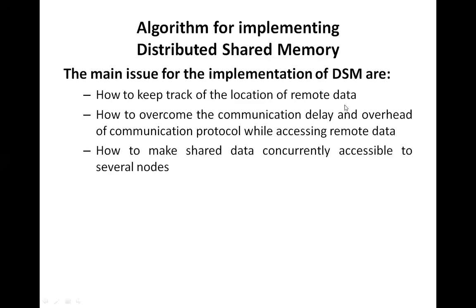If the process is not able to know where the data is located, because there is no mechanism by which it can get that information, that is a problem. The second one is how to overcome the communication delay and the overhead of the communication protocol while accessing the remote data, because there are certain communication overheads also. What kind of communication protocol is required for accessing the remote data? And the third one is how to make the shared data concurrently accessible by several nodes.